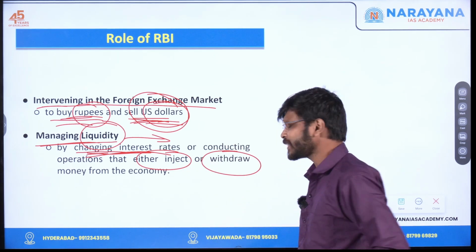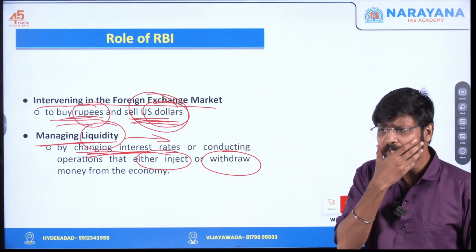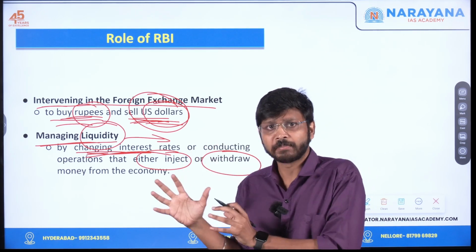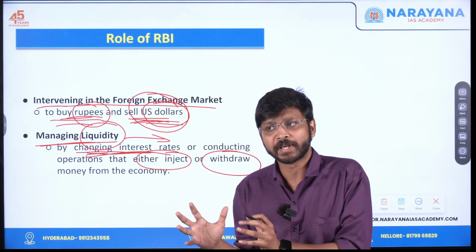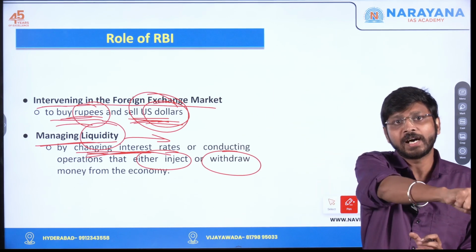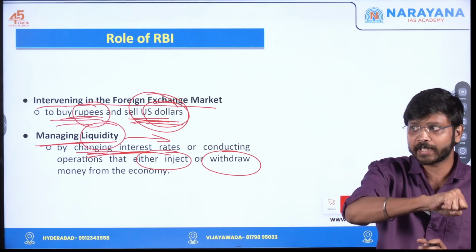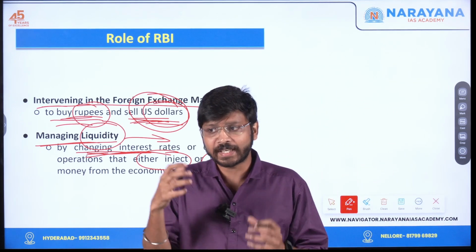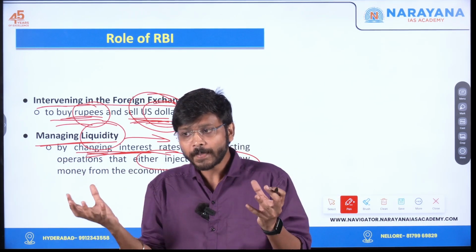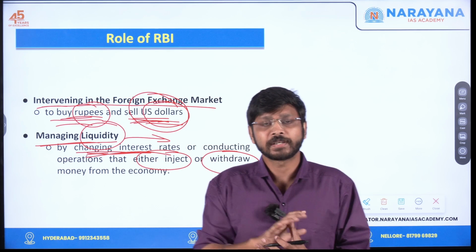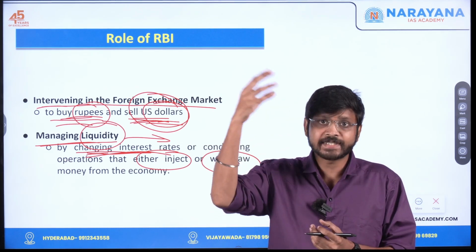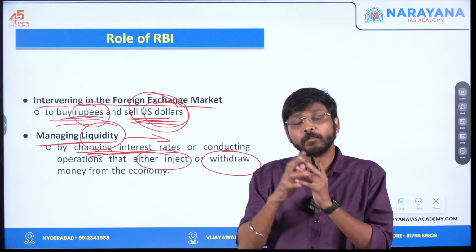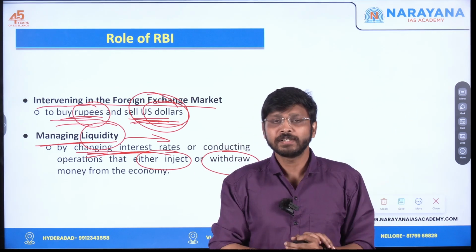Withdraw money in the sense what? If there is a huge cash flow in the market, it means people are keeping the money with themselves only. RBI wants it to be under their control. So what will they be doing? They'll be changing the repo rate or the interest rate. At that time, they'll be increasing the rates for deposits. So at that time, what will happen? More people will be keeping the money in the banks.